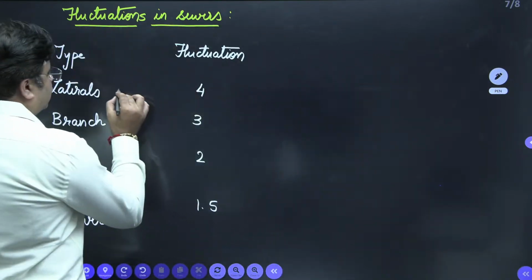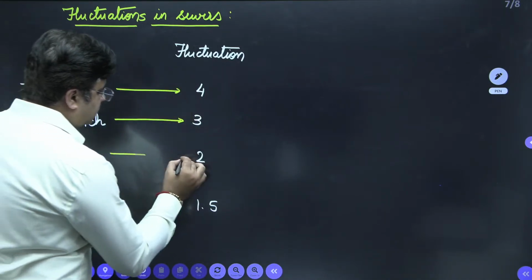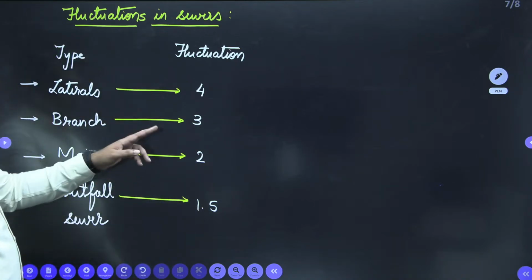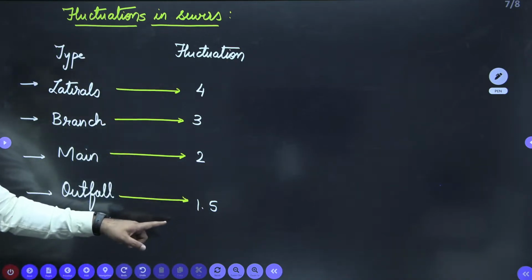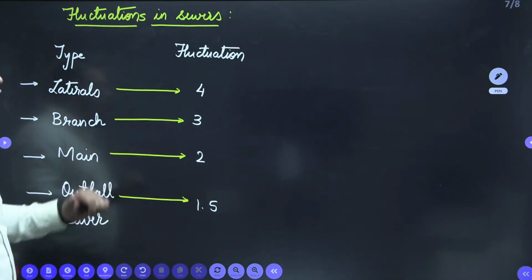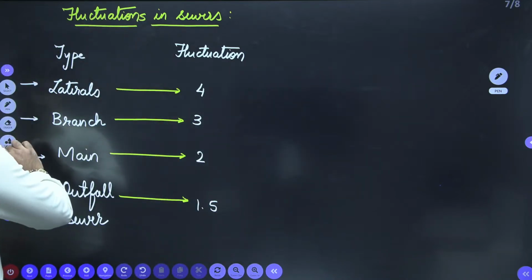So, now how to use this fluctuation? You observe this very carefully. So, for laterals, fluctuation is 4, for branches, fluctuation is 3, for mains, fluctuation is 2, and for outfall sewer, fluctuation is 1.5. Now, how to use this fluctuation? Observe this very carefully.